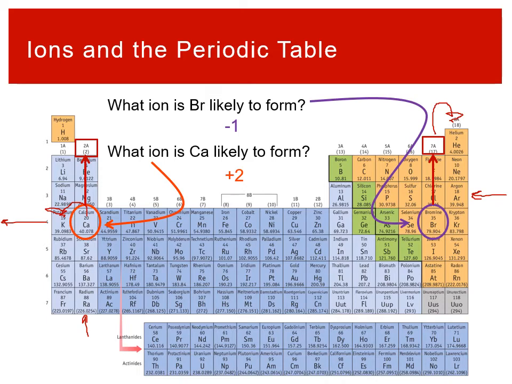So 19, 18, that's 2 steps to get back to the noble gases. Because remember, they don't form ions. So when other things form ions, it's to become a noble gas, like a noble gas.